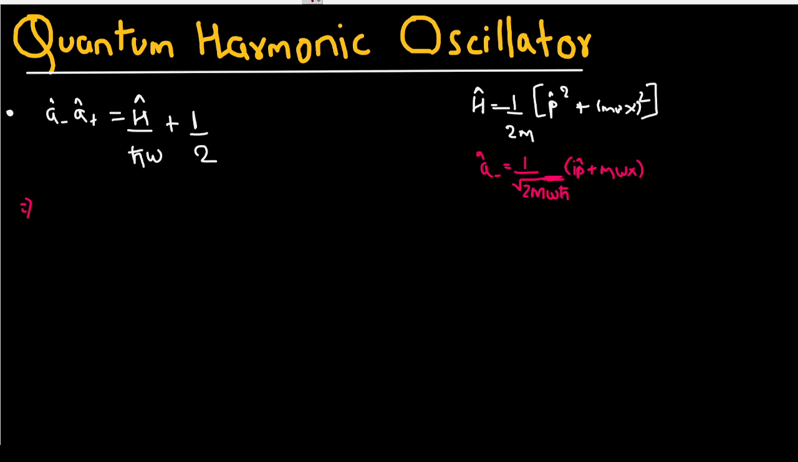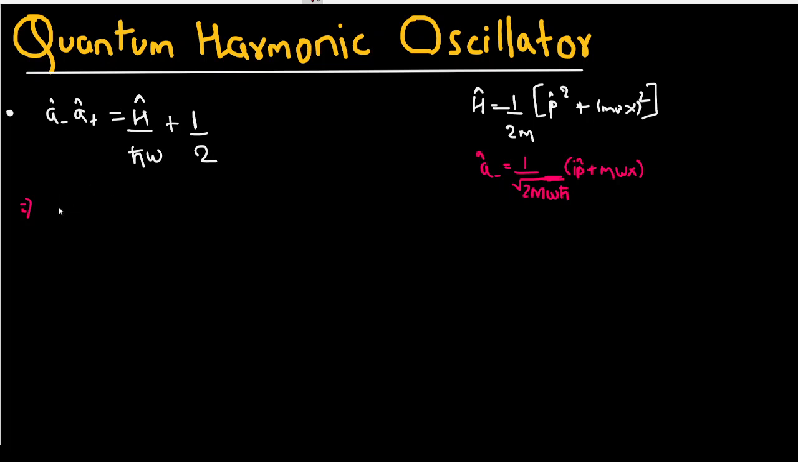So we have derived our equations in the form of the ladder operators. A minus, the lowering operator, and A plus, the raising operator, equals the Hamiltonian operator divided by h cut omega plus 1 by 2. So we have derived up to this. Now we are going to execute this derivation and finally reach our final wave functions for the quantum harmonic oscillator. Okay, so let's start our video.